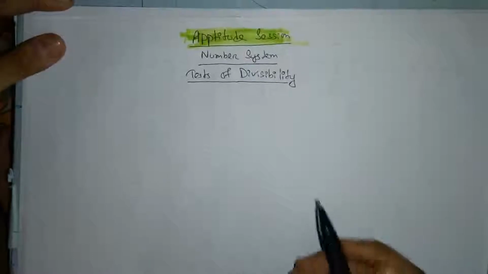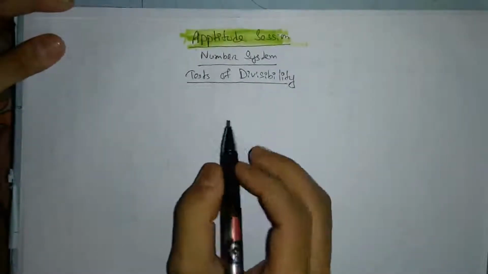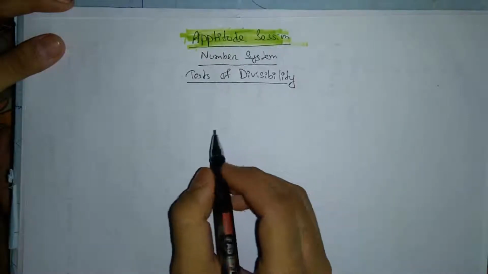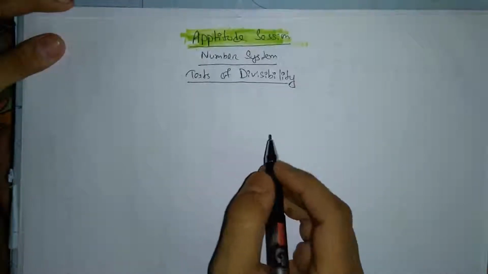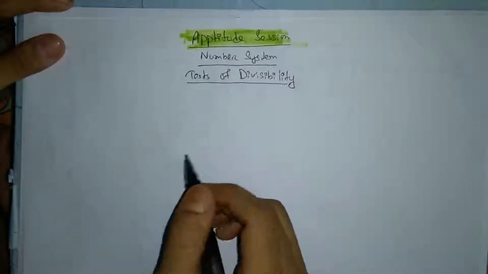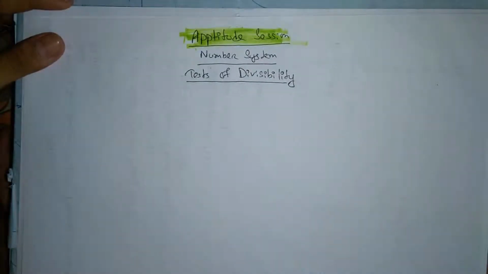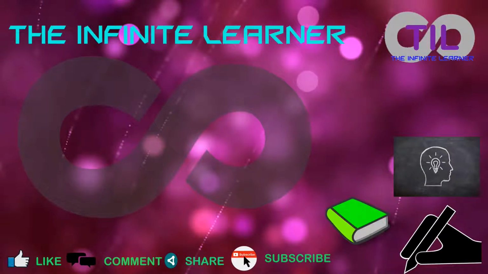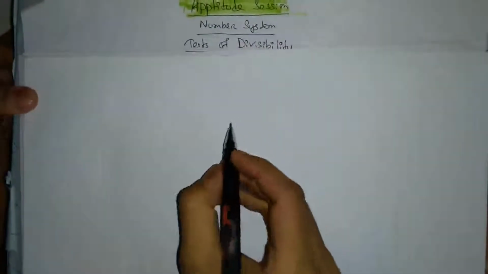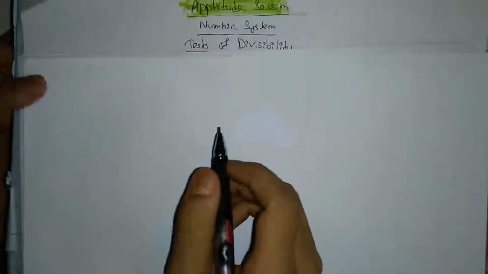Today we will start a new session, the aptitude session, and we will discuss tests of divisibility, which is a subtopic of number systems. So let's get started. In this session we will discuss the divisibility conditions of some numbers.